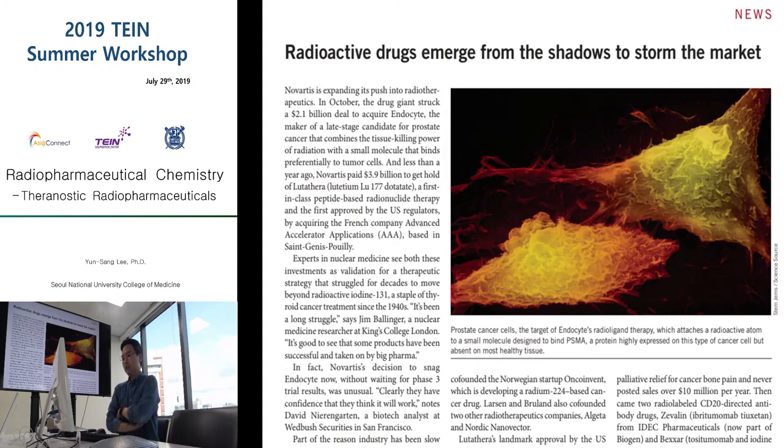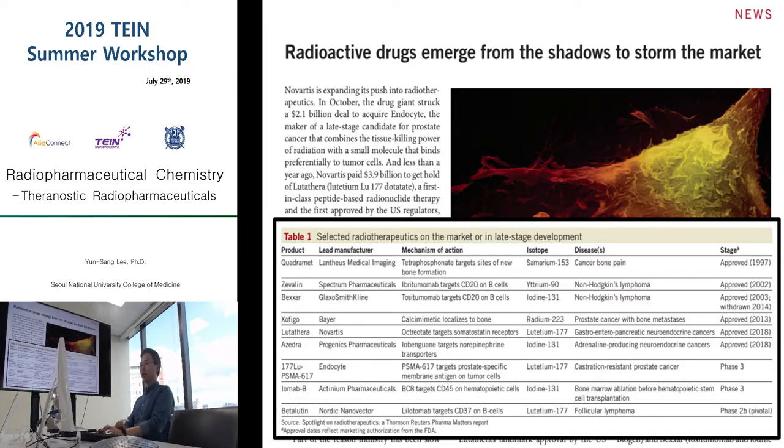So first, these are recent news articles that have some common aspect, as Professor Yun Sang Lee told you before: these kinds of radioactive drugs are emerging and making a storm in the market. And as you can see, this is the number that Professor Yun Sang Lee previously said, $3.9 billion was paid by Novartis for the Lutathera treatment. And there are more radiopharmaceuticals on the market right now or in late stage development.